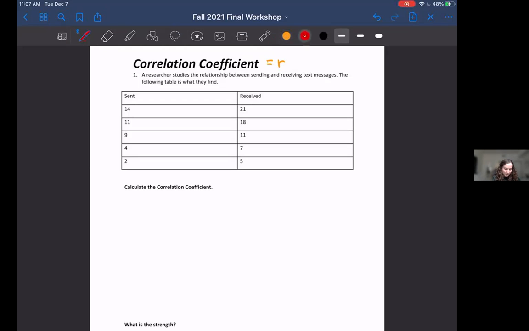It's pretty complicated. So R is equal to N times the sum of X times Y minus the sum of X times the sum of Y, all divided by N times the sum of X squared minus, in parentheses, the sum of X squared, times N times, so the same thing but with Y, the sum of Y squared minus the sum of Y in parentheses squared.